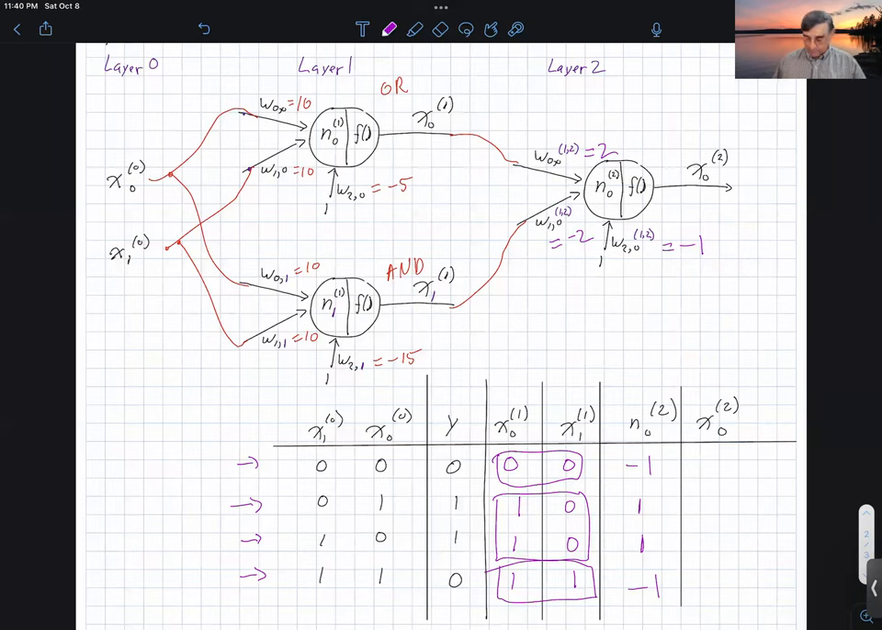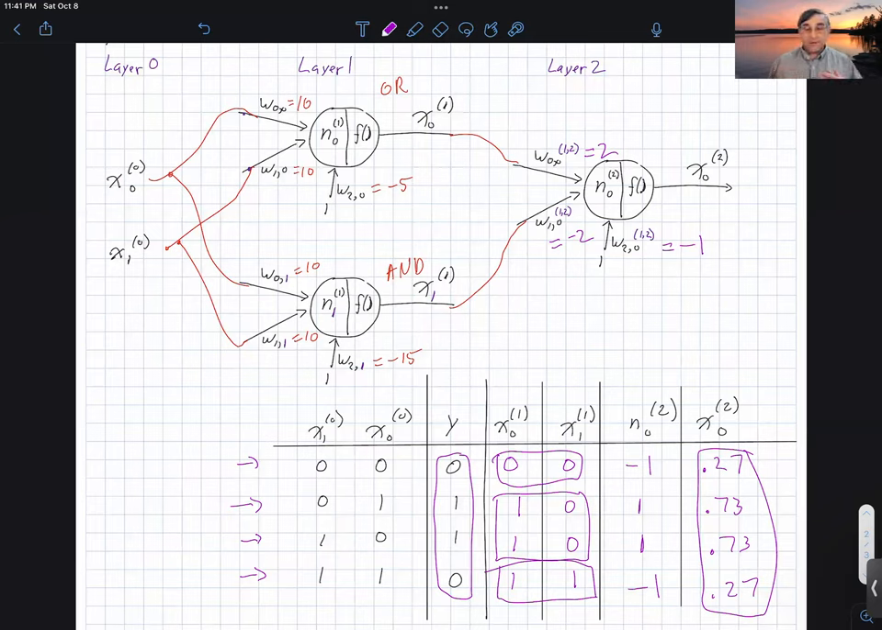So f of negative 1 is something on the order of 0.27. The 1 here is 0.73. So notice that those are symmetric, where they add to 1. This is 0.73. And this is about 0.27. So this solution here that we have is actually quite on par with what we want here. We're certainly not close to 0 or 1 in this case, but all four of our cases are heading in the correct direction. They're closer to the correct solution than the incorrect solution. So what do we need to do in order to fix this?